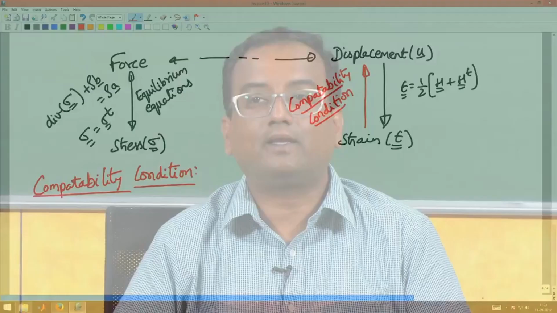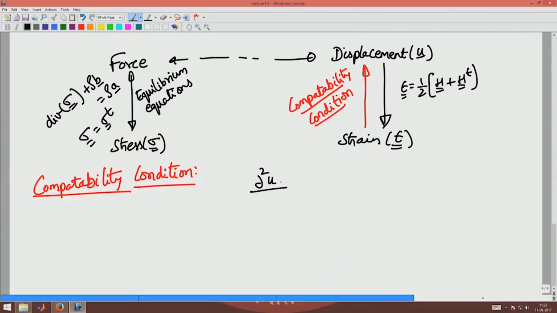If that were the case, then the order of differentiation of the displacement field will not matter. Mathematically, this means that dou square u x by dou x dou y will be the same as dou square u x by dou y dou x. That is, the order in which you differentiate the components of the displacement field is immaterial, because it is a smooth continuous displacement field.